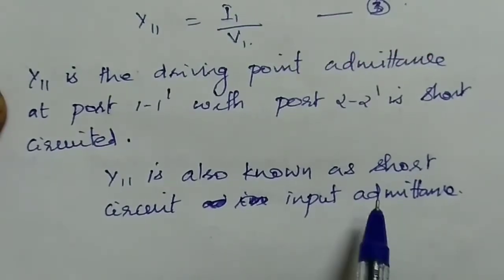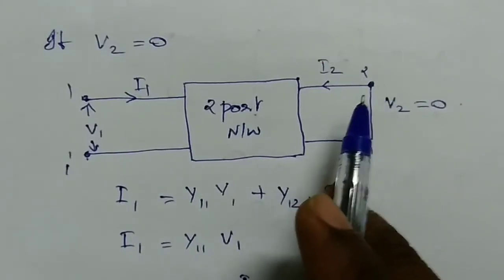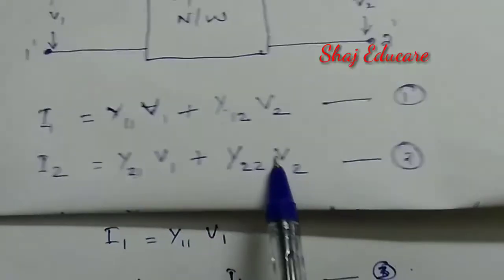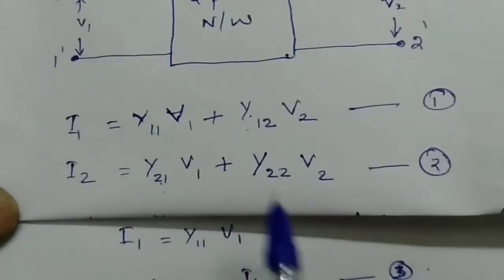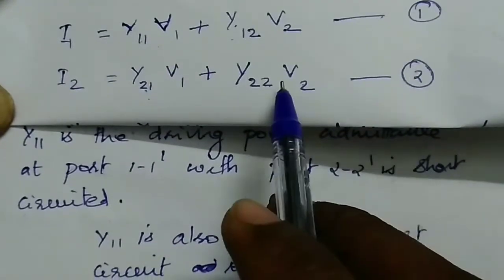Now, this is the present situation here. If V2 is equal to 0 in equation number 2, what will happen? That is what we are going to discuss next. In equation 2, if V2 is equal to 0.